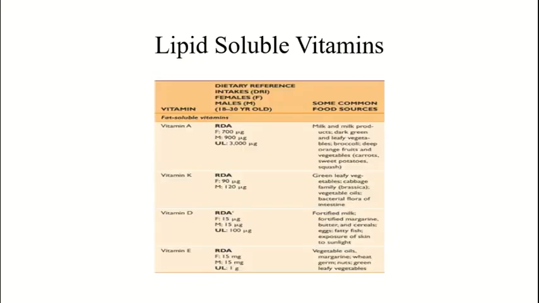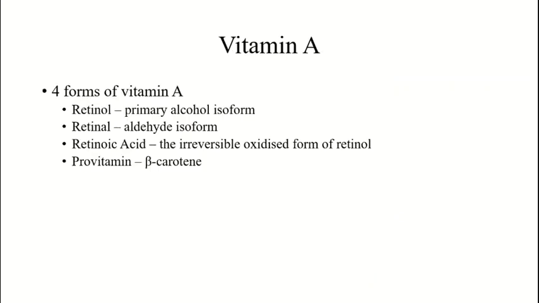Okay, thank you. So moving on to lipid-soluble vitamins. Fat-soluble vitamins are the most abundant in high-fat foods and are much better absorbed into the bloodstream when you eat them with fats. There are four fat-soluble vitamins: A, D, E, K. We're going to go to vitamin A first.